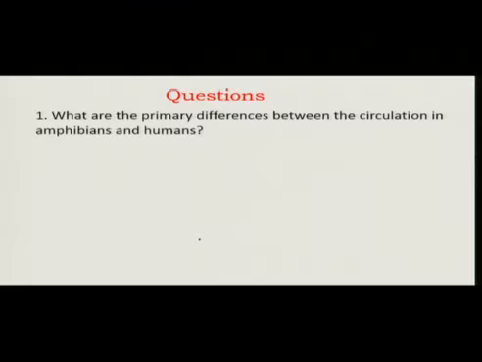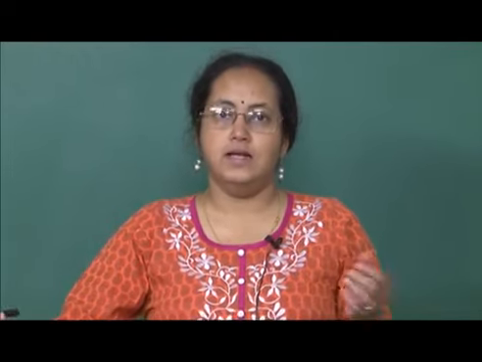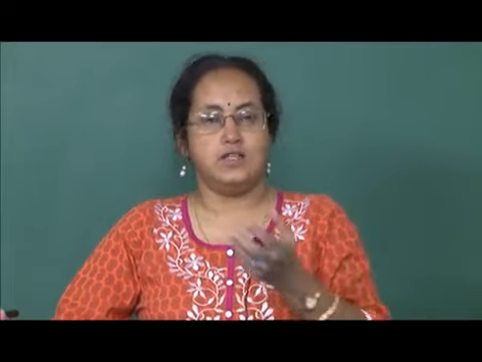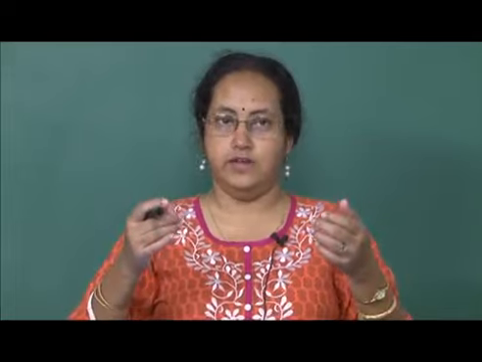So, the first question is, what are the primary differences between the circulation in amphibians and humans? Well, if you remember in the first part of the lecture, I said the amphibians have a 3-chambered heart. What does a 3-chambered heart mean? It means that there are 2 atria and 1 ventricle. And what happens in this case is that the blood which is oxygenated as well as deoxygenated is coming into the right and the left atrium, but from there it is passing into the single ventricle.